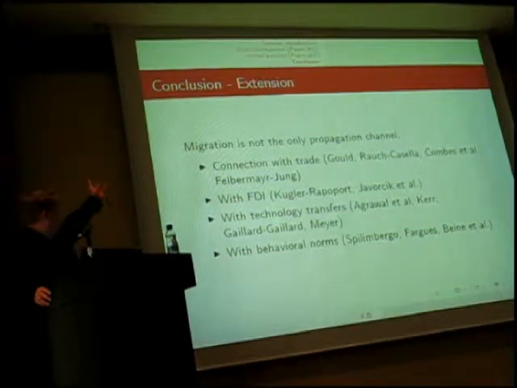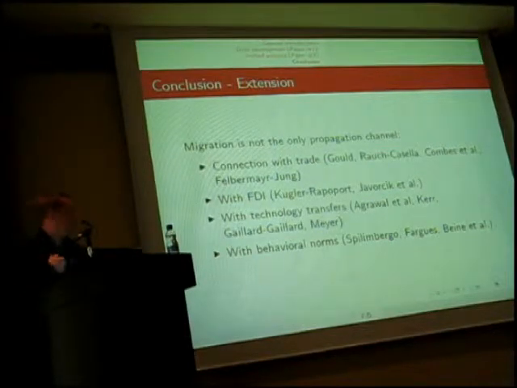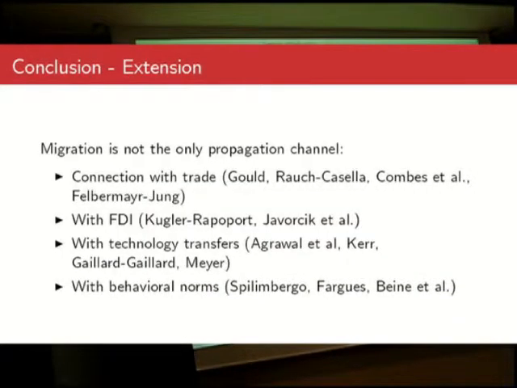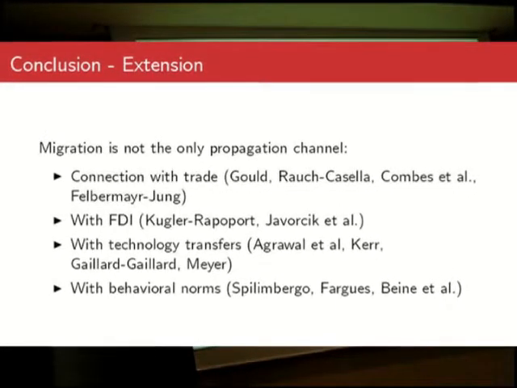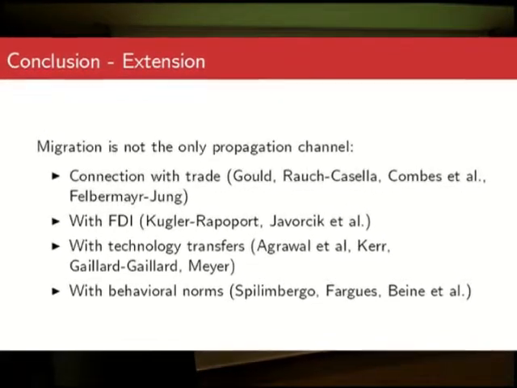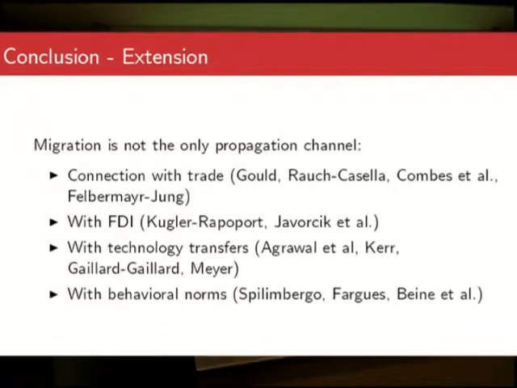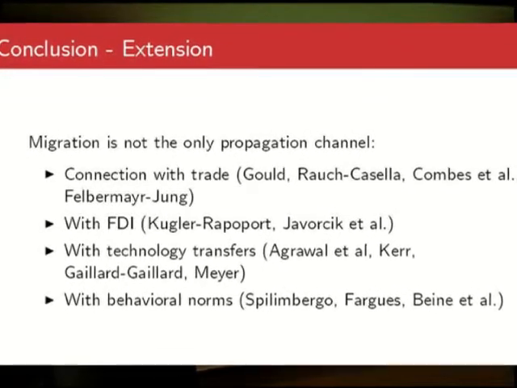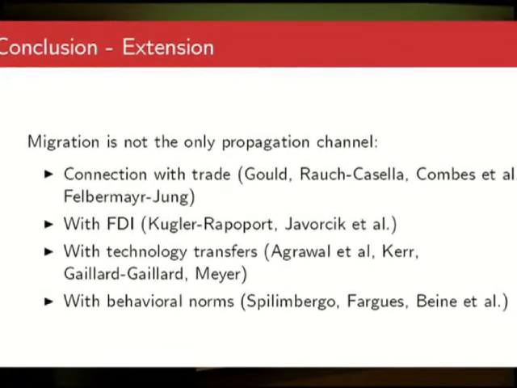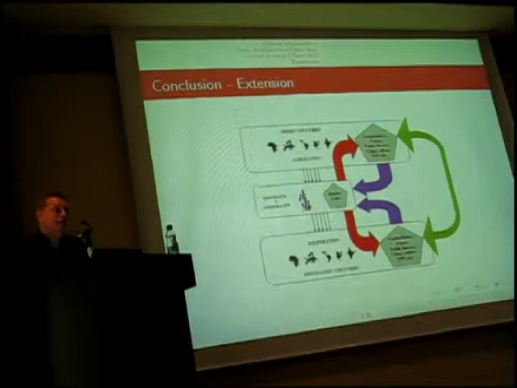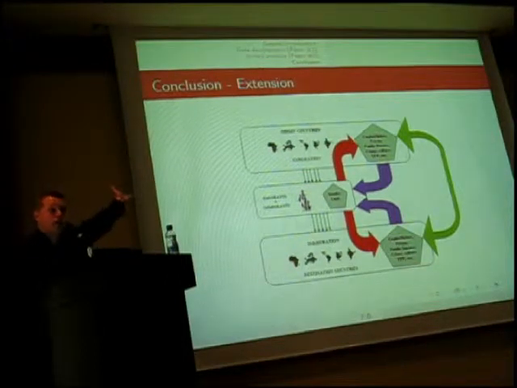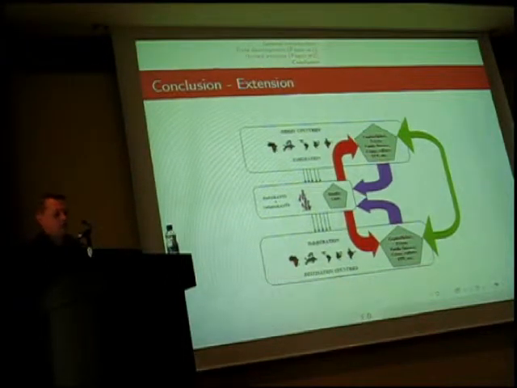You have a literature on the connection between migration and trade, a connection between migration and FDI, the role of migration in technology transfers between countries, even the role of migration in the transfers of behavioral norms, what Michel is going to do, but not only democratic values, but also behavioral norms in terms of fertility, investment in child education, and so on. So we could also introduce that in the model, having a more complex model in which you have this interdependency between migration and economic variables, but also these other propagation channels. This is something we plan to do in the future.